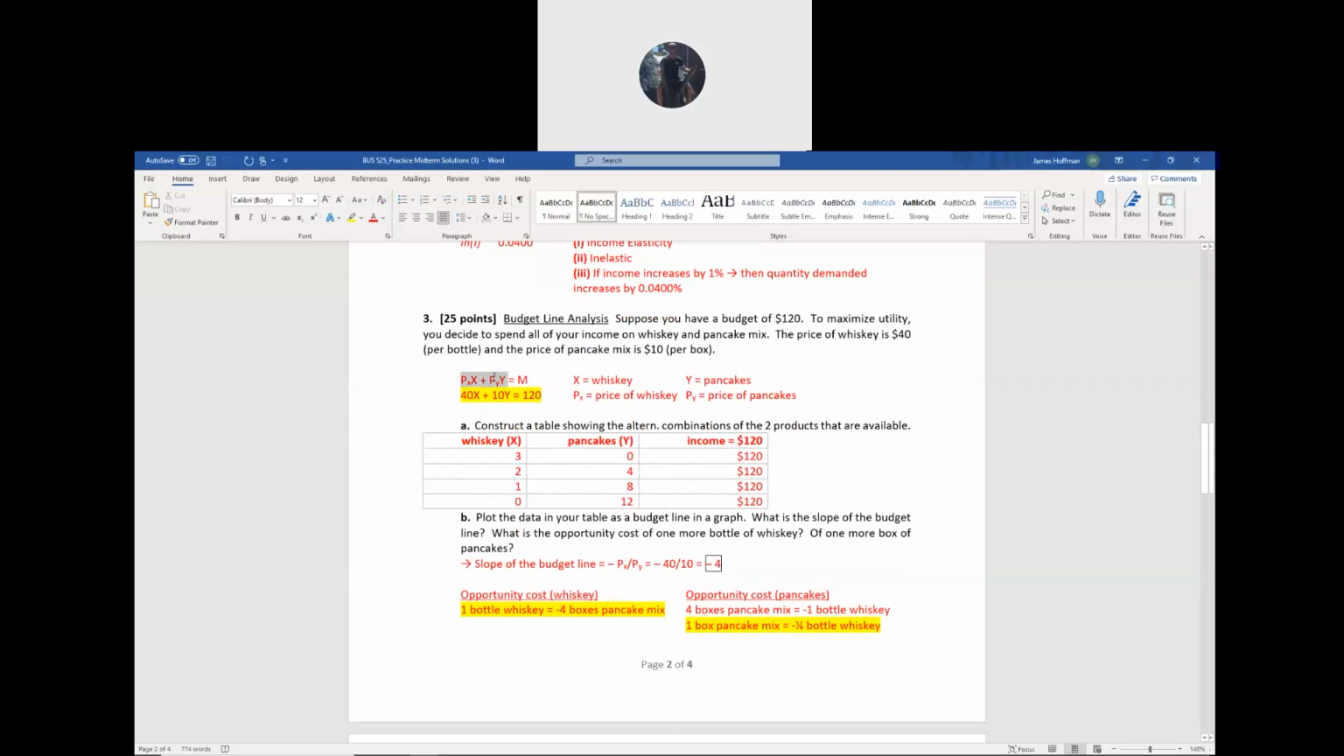So the price of good X times X plus the price of good Y times Y equals your income. So start with that and just pick one good for X and one good for Y. And I picked X is whiskey, Y is pancakes, which means that PX is the price of whiskey and PY is the price of pancakes. And plug in the price of whiskey here for PX, which is 40. Plug in the price of pancakes here, which is 10. And plug in the income, which is 120. So this general form for this example becomes 40X plus 10Y equals 120. So this is our budget line for this problem.